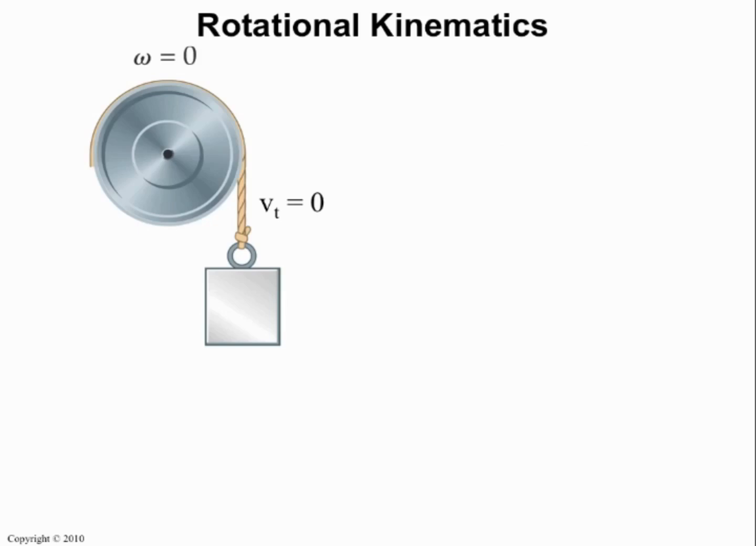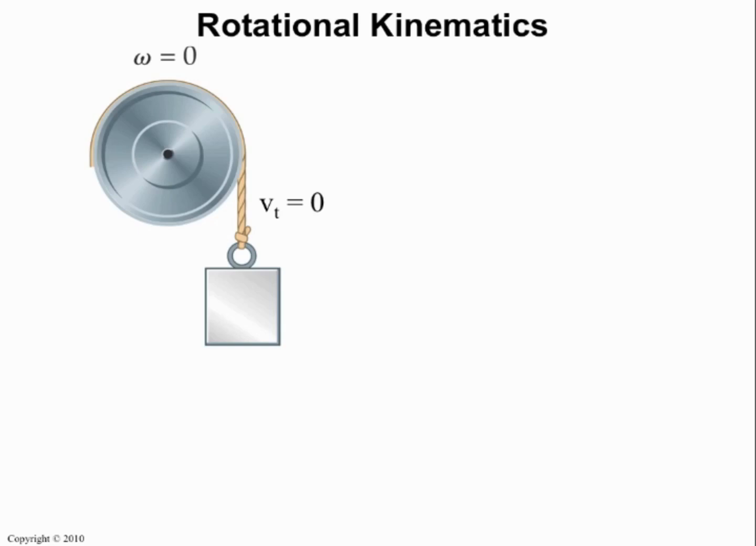If you look at this pulley, rope, and mass system, you can see that it's initially at rest. So the omega, or angular velocity, is 0 radians per second. And the tangential velocity is also 0 meters per second. Now, suppose that this whole system is being kept motionless because of some brakes applied to the pulley. Well, what do you think would happen if all of a sudden you released the brakes?